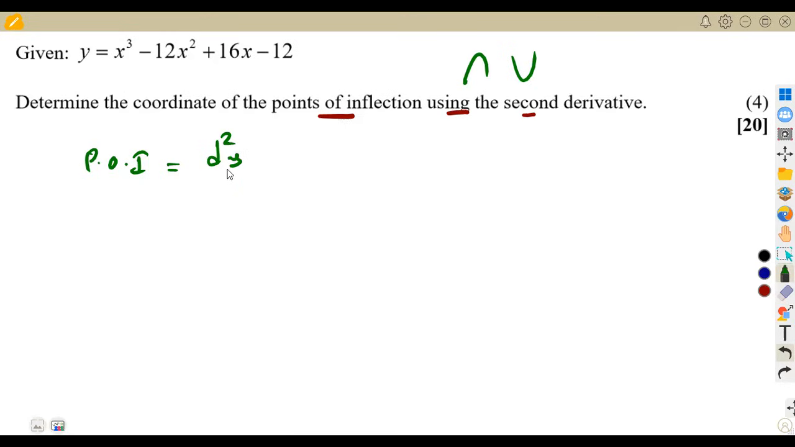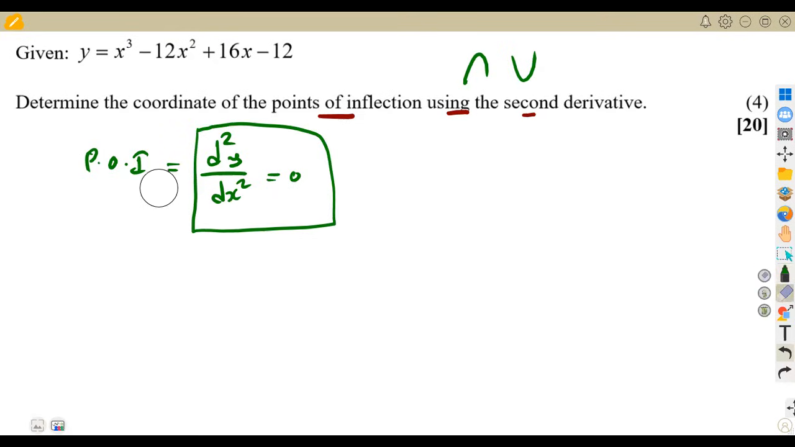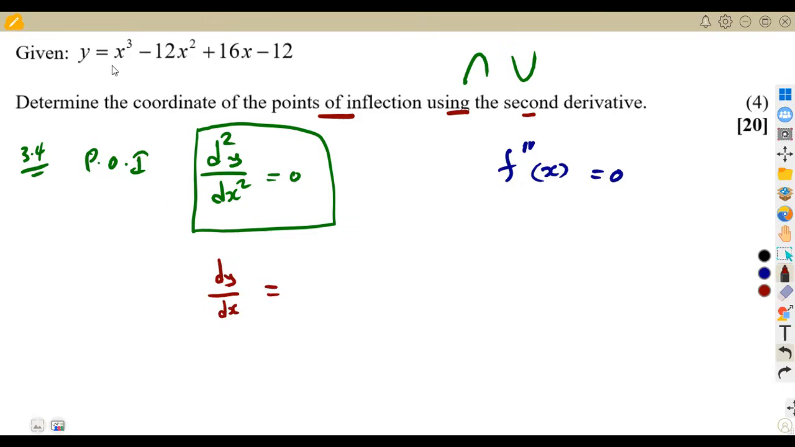So the second derivative with respect to x must be equal to 0 at the point of inflection. This is what you're supposed to have. Whenever you are considering the point of inflection, you use the second derivative. If it is f of x, it means the second derivative with respect to x must be equal to 0. So that means you're supposed to find the first derivative with respect to x. You're supposed to differentiate with respect to x.